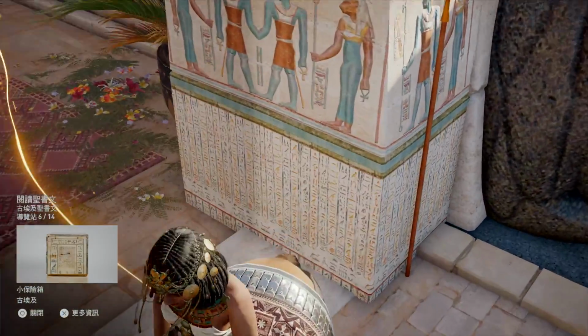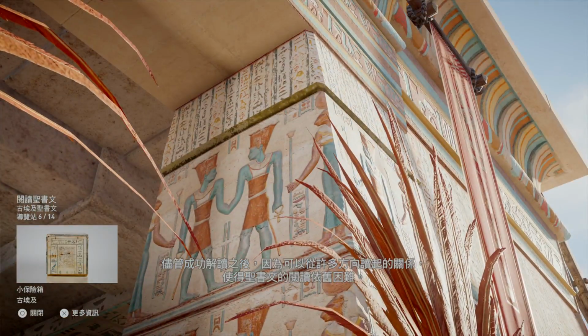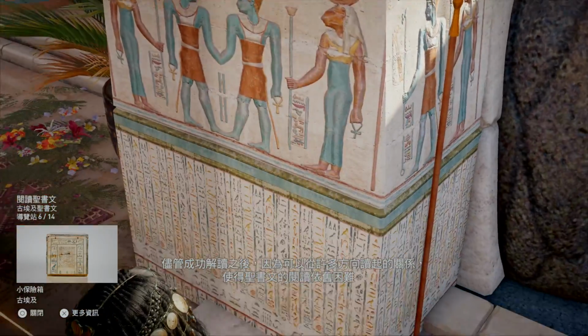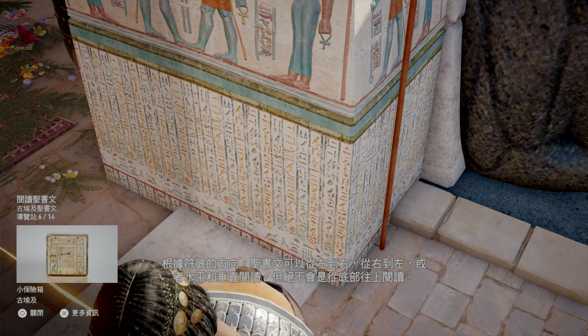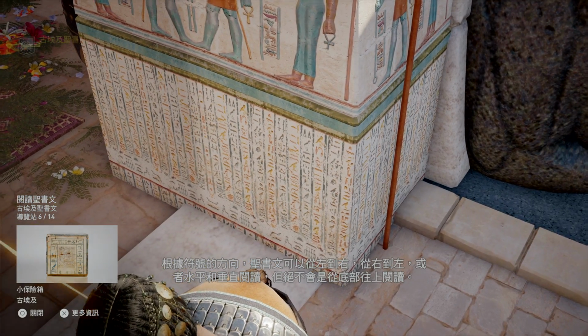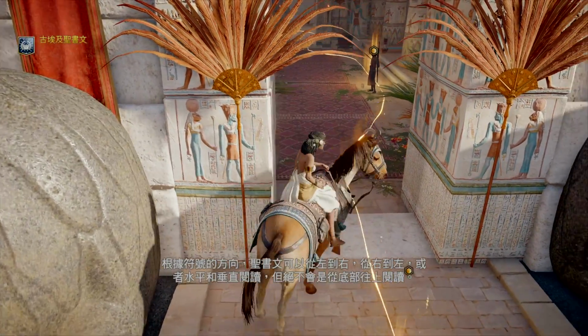Even after it was deciphered, the reading of hieroglyphs remained difficult at times due to the many directions in which they can be read. Depending on the orientation of the signs, hieroglyphs can be read left to right, right to left, horizontally or vertically, though never bottom to top.